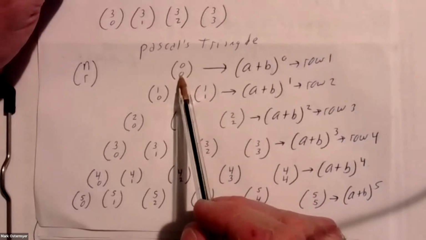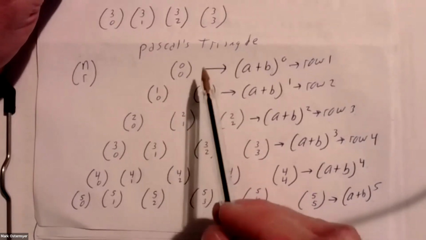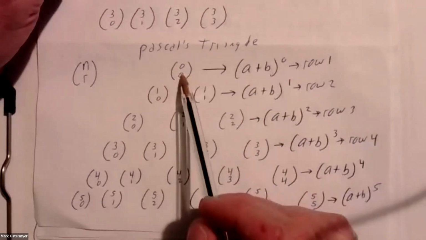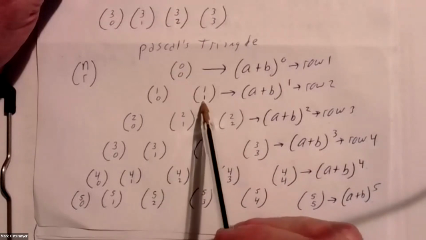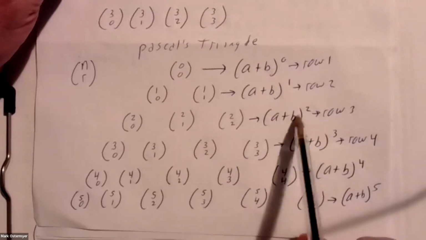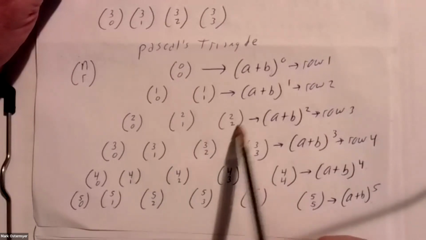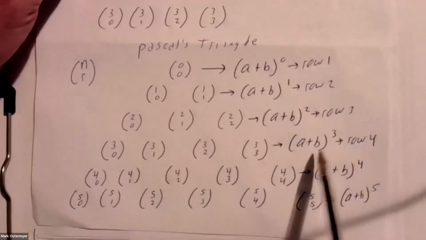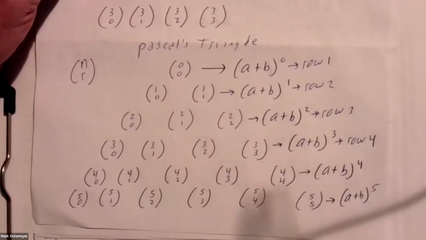R starts out at 0 and then terminates at the power the binomial has been raised to. So 0th power starts at 0, ends with 0. First power, r starts at 0, ends at 1. The second power, r starts at 0, increments to 1, and terminates at 2, the power the binomial is being raised to. Raising the binomial to third power, r starts at 0, increments to 1, 2, and then terminates at 3, the power the binomial is being raised to.